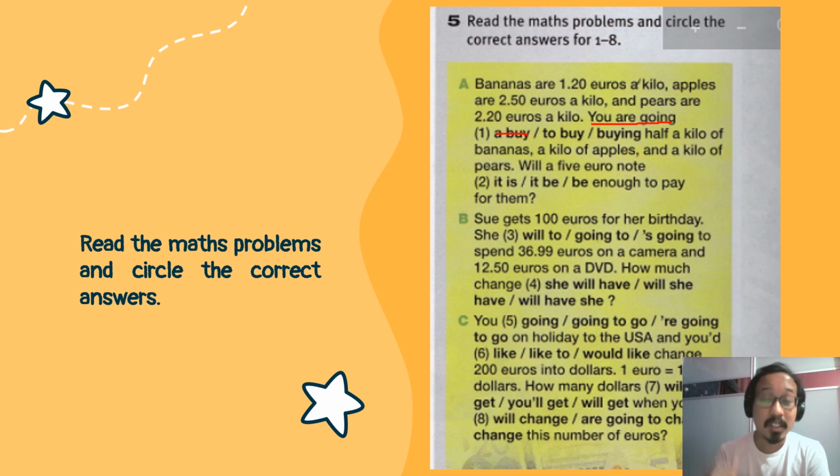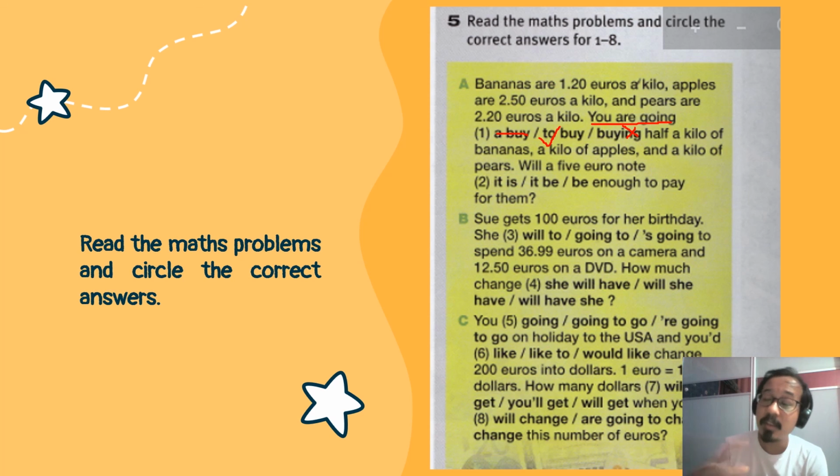So let's do this one together, shall we? So let's look at the first one. Bananas are 1.20 euros a kilo. Apples are 2.50 euros a kilo. And pears are 2.20 euros a kilo. You are going, is it a buy, to buy, or buying? So you look at this sentence, you are going. So you start off the sentence with you are going. So we cannot definitely go with buy. So this one is wrong. We can cross that one out. So we're done with to buy or buying.